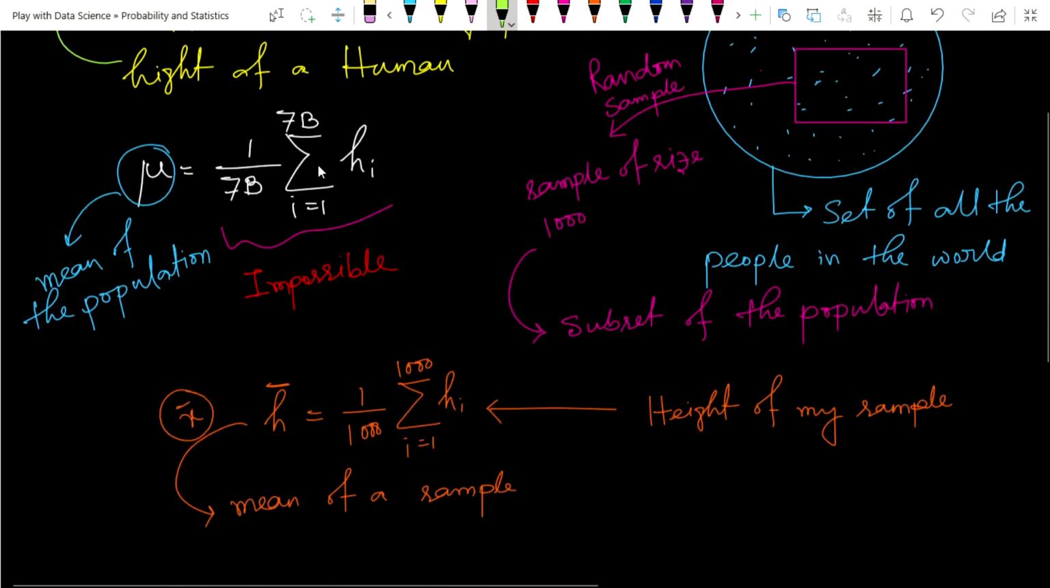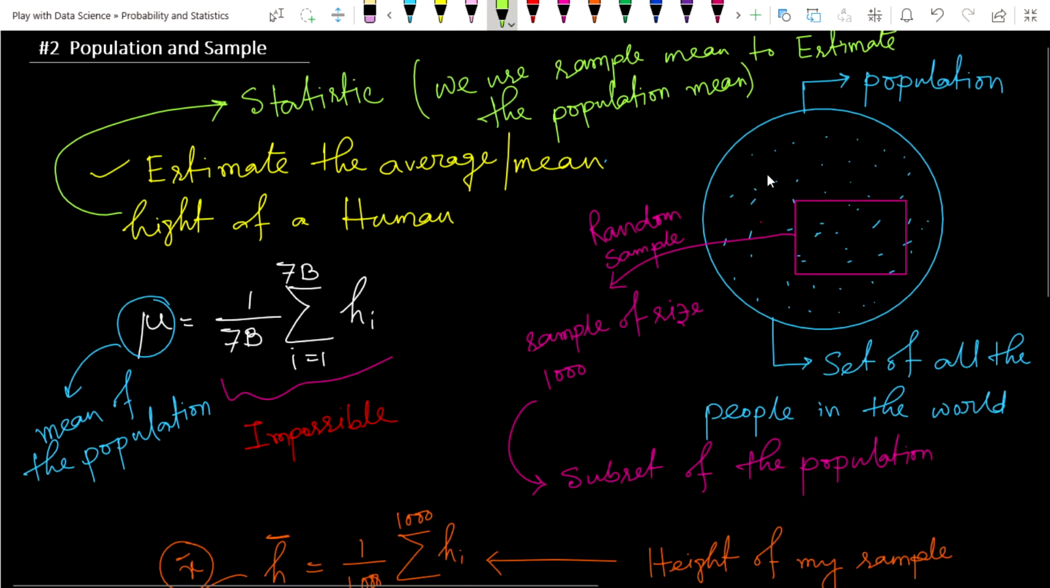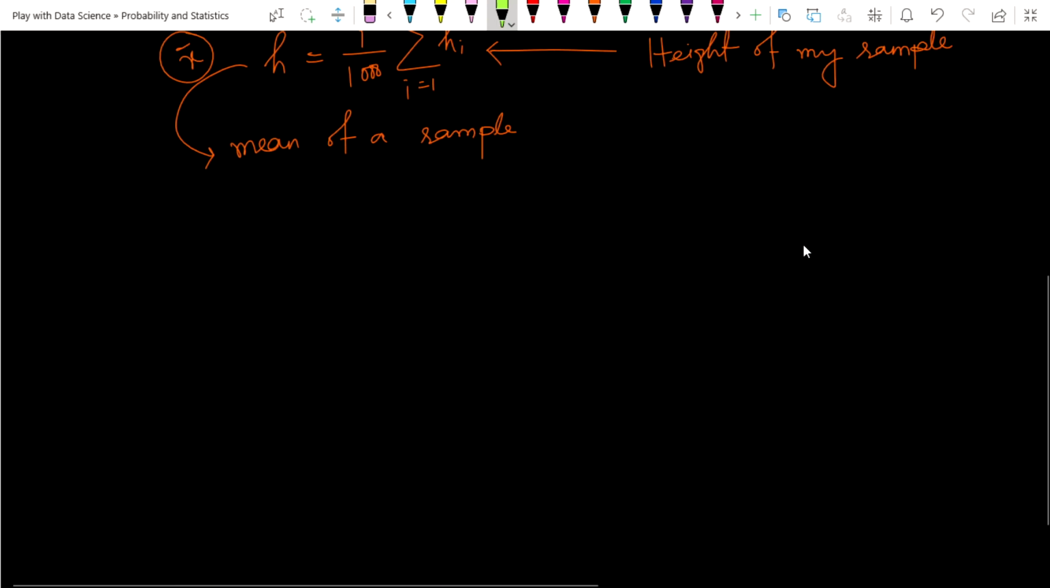Now the question is, what is the proper size of the sample? In our example, the population size is 7 billion. But how large should the sample be to estimate accurately? We will see this in the next part of the video: what the proper sample size is, how to estimate it, and what techniques to use to find the samples. There are various techniques, but don't worry about this in this lecture. The question is, what should be the proper size of the sample?